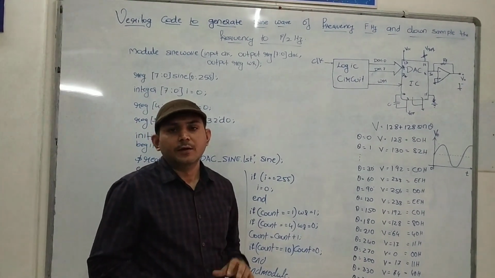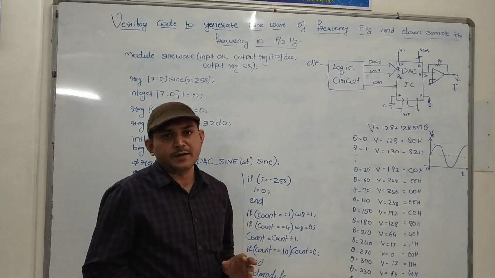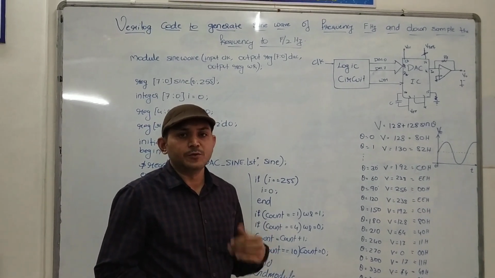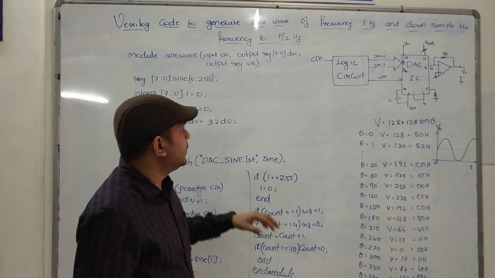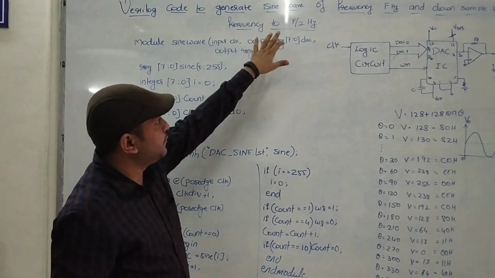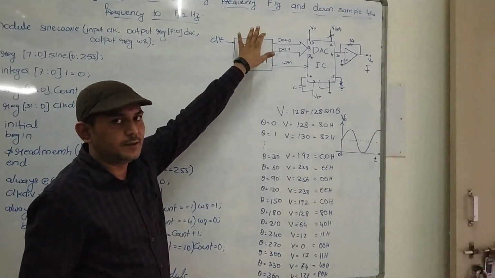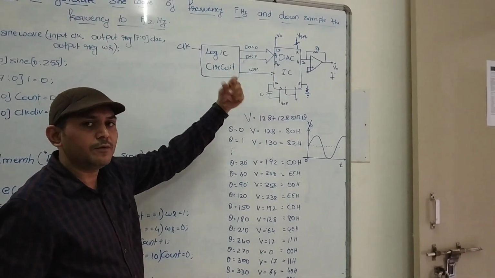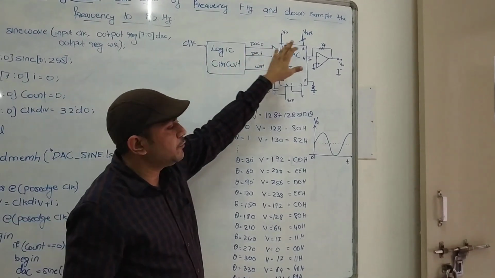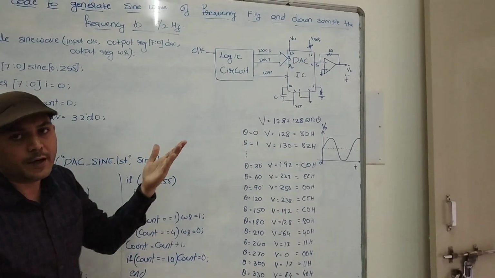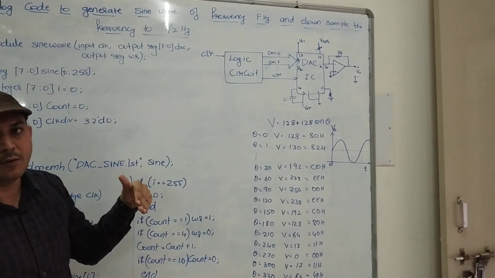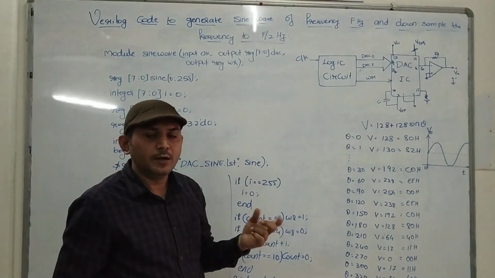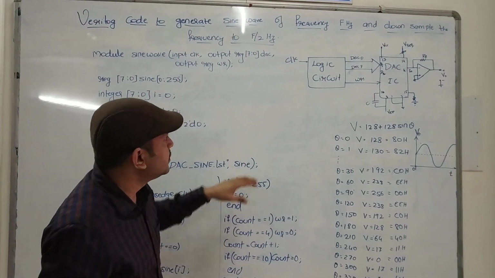Hi students, in this video we will understand the interfacing of the DAC IC to generate the sine wave. That is the task here. We have to generate a sine wave of frequency f hertz, and we also have to generate a sine wave of f divided by 2 frequency. So two different sine waves we have to generate, but not together, one after the other. So that is the task.